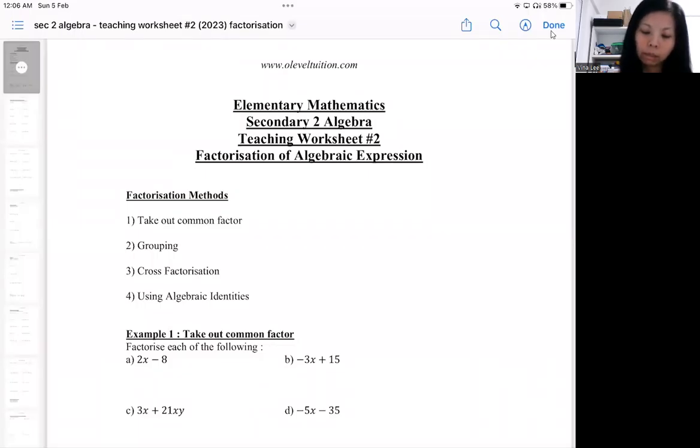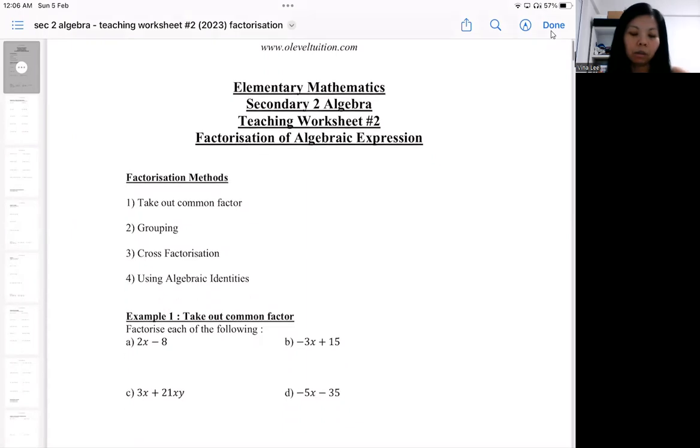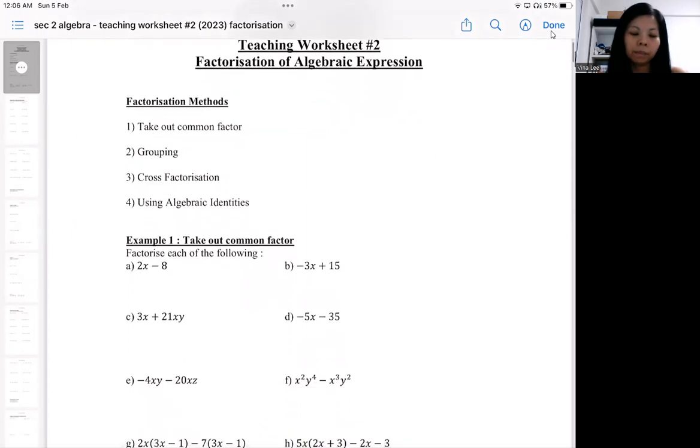Okay, so the main thing about this teaching worksheet will be to explore all the methods of factorization. Factorization is not always easy because it's the reverse. After expansion, you're trying to return back the brackets. So it's always difficult. There are four main methods.